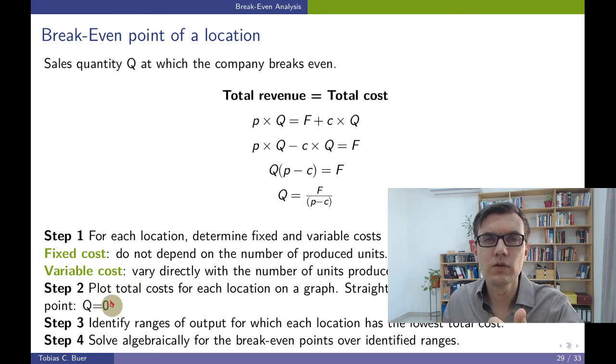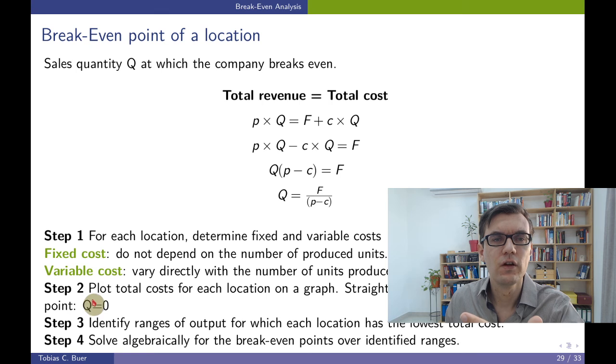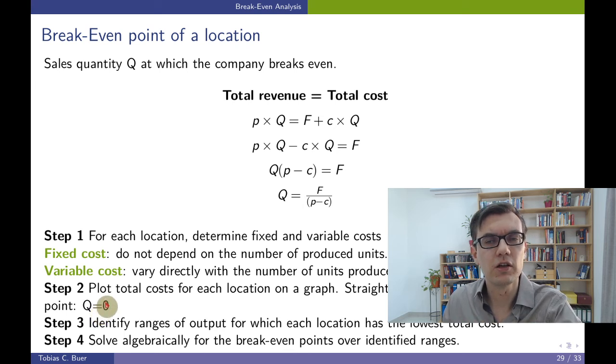And one value that's always available to us is Q equals 0, that is, we sell nothing. This can be the first point that we draw, and the second point should depend on the context of the quantity that we can sell. For some cases it might be 100, in others it might be 100,000. So you need to choose this point depending on the appropriate context.